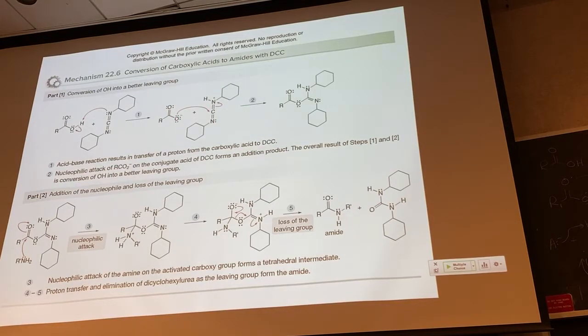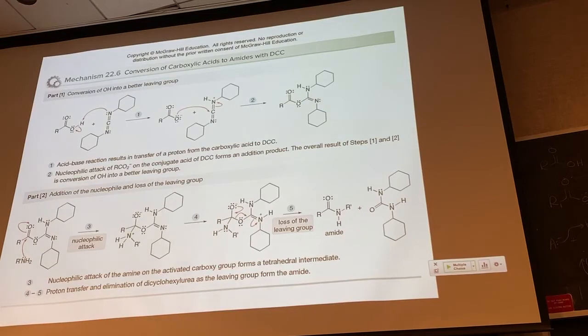We can push electrons up to the nitrogen. Okay? So in 2 steps, we've taken care of that pesky acidic proton on the carboxylic acid, and we have converted the OH into a good leaving group. As you'll see later, this is the precursor of a good leaving group. So now that we have our good leaving group attached to our carbonyl carbon, our amine can attack that carbon, generating a tetrahedral intermediate.